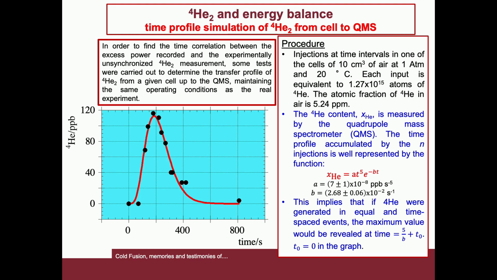The time profile accumulated by the injection is well represented by this function. This implies that if helium were generated in equal and time-spaced events, the maximum value would be revealed at the time given by this relationship, where T0 is equal to 0 in the graph.